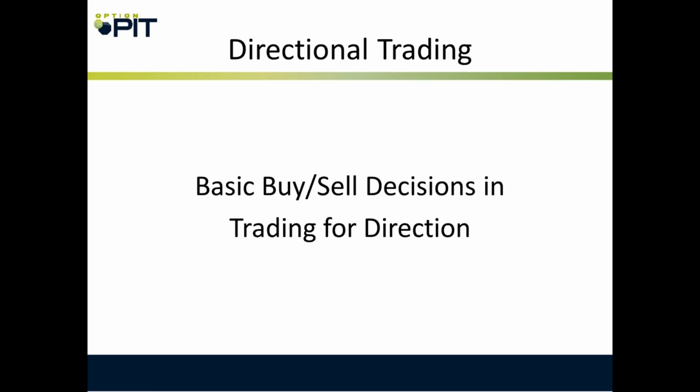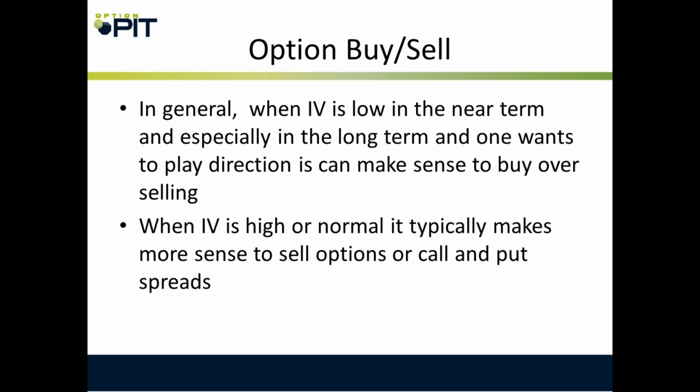So now let's talk about when to buy an option, when to sell an option. And anybody that tells you you shouldn't buy an option or you should never buy an option is clueless. In general, when implied volatility is low, in the near term and especially in the long term, and one wants to play direction, it can make sense to buy over sell. When IV is higher than normal, it typically makes more sense to sell an option via call or put spreads, or credit spreads as they're often called.